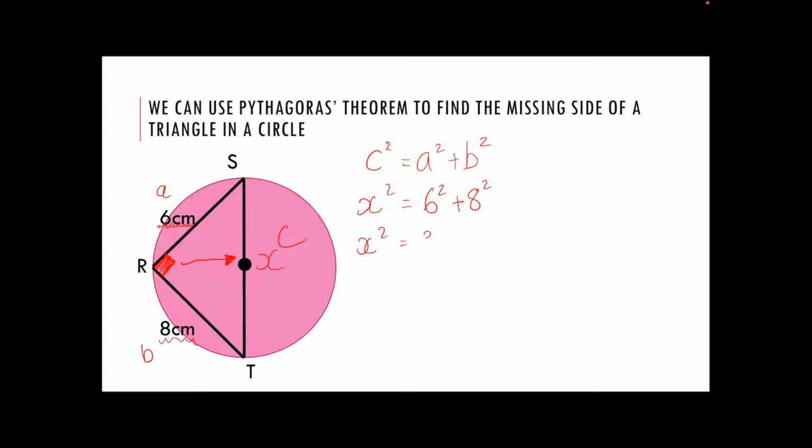X squared then is going to be 36 plus 64, and so X squared is equal to 100. But it wasn't X squared that we wanted, it was just X. So the opposite of squaring something is to square root, and the square root of 100 is 10. My units were centimetres for the other two sides, so my last side must be centimetres as well. And that's you calculated the missing side of that triangle.